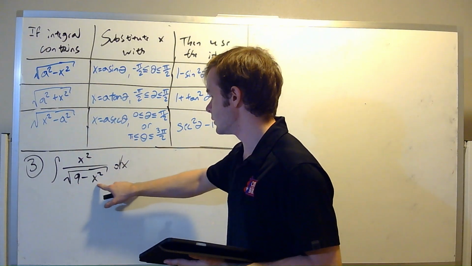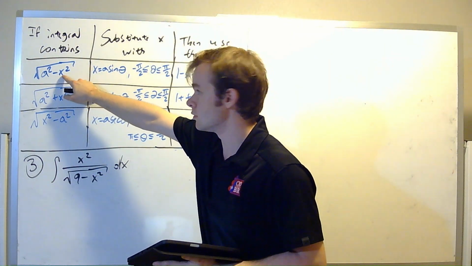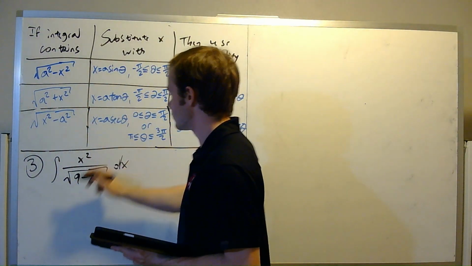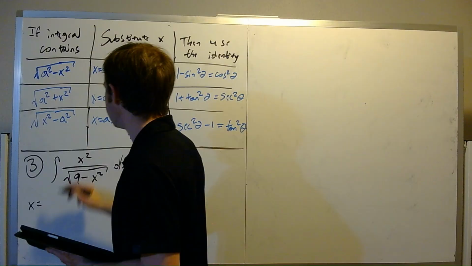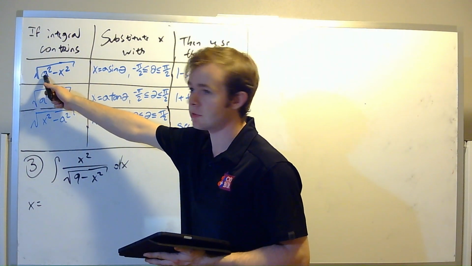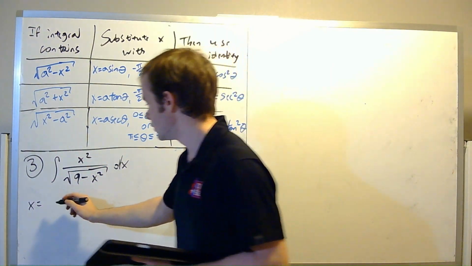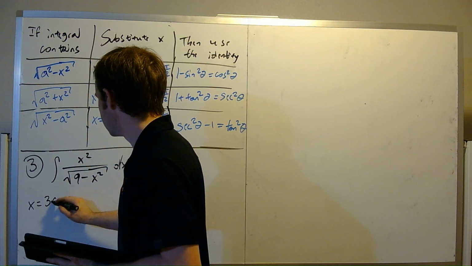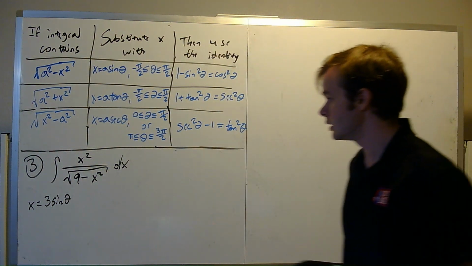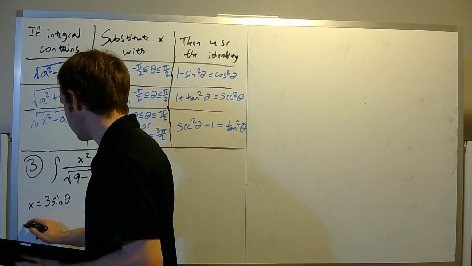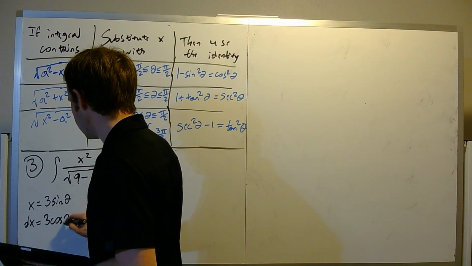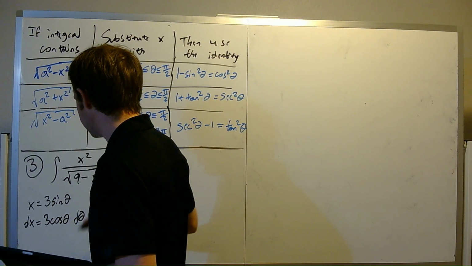So we look at this 9 minus x squared, and we see it matches this form up here in the first row. So using this first row, we need to set x equal to a sine theta, but we need to figure out what a is. It's going to be the square root of this number, so it's the square root of 9, which is 3, times sine theta. Okay, so that gives us x. Now we take the derivative of both sides. dx is 3 cosine theta d theta.